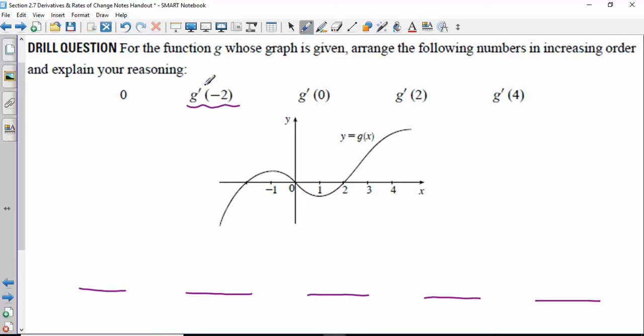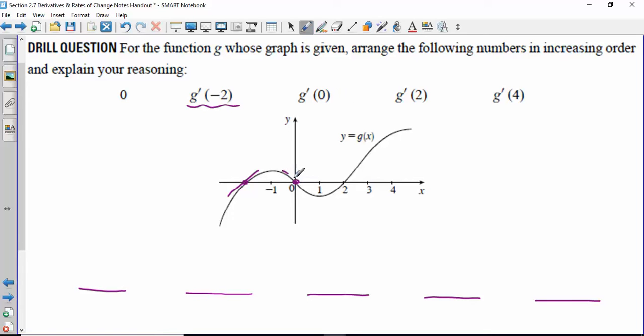In terms of a graph, what's the derivative? Rate of change. Slope. Slope of a line. What kind of line? Tangent line. So this is saying the tangent line at -2. So here's -2. So I'm talking about the slope of this tangent line.